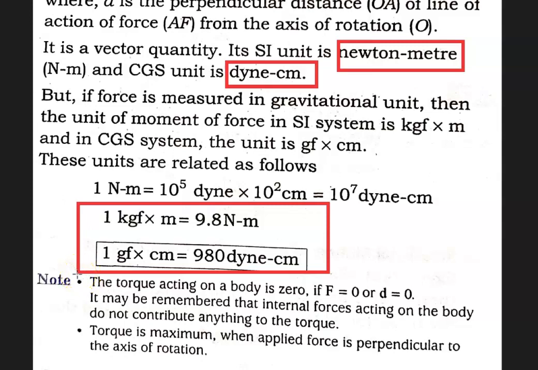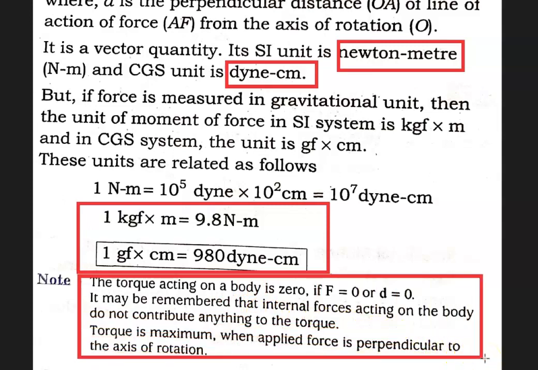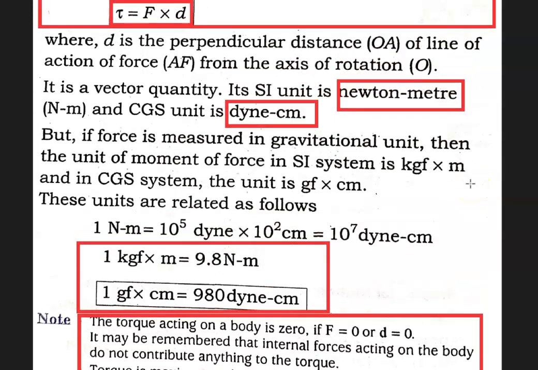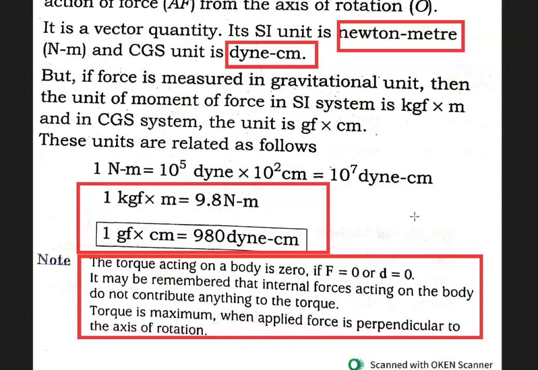The torque acting on a body is zero if force is zero or the perpendicular distance is zero. Remember the equation that we have used above, torque is equal to force into distance. But if force becomes zero, torque automatically becomes zero. Or if the perpendicular distance becomes zero, then also the torque becomes zero, right? So torque is zero under two conditions. Either force is equal to zero or perpendicular distance is equal to zero.